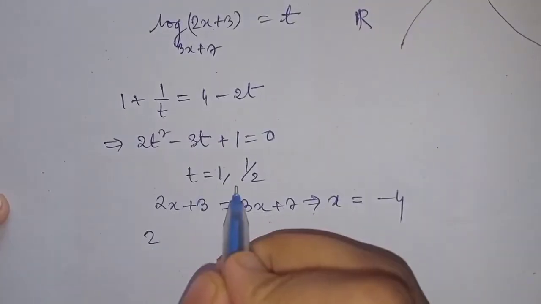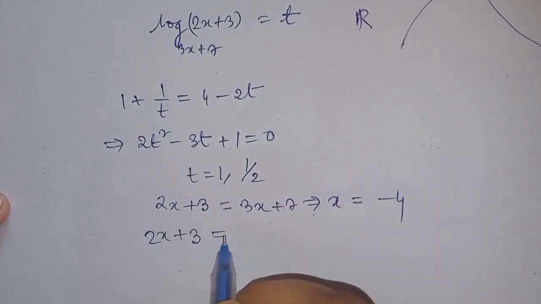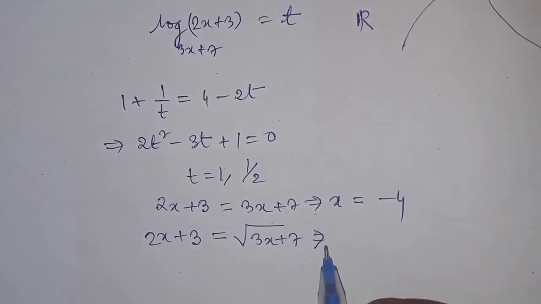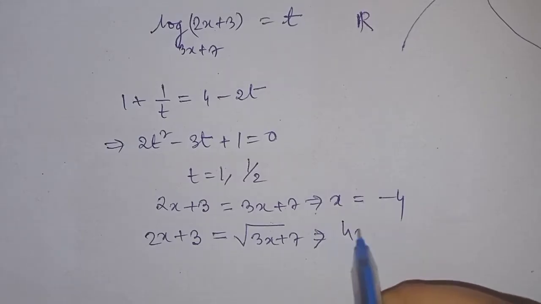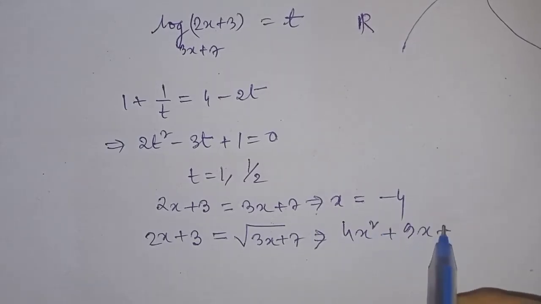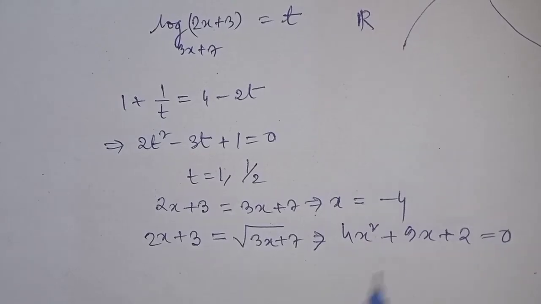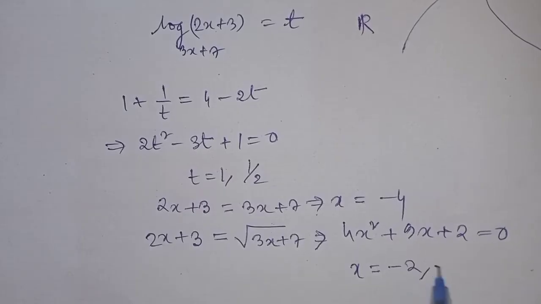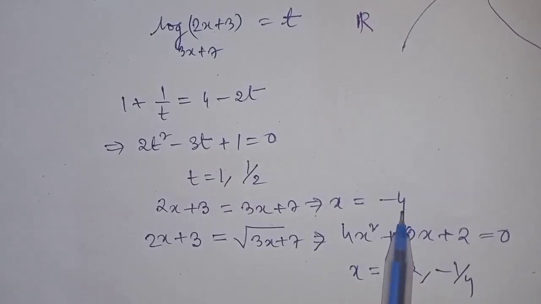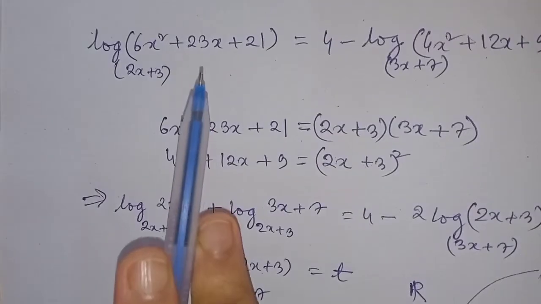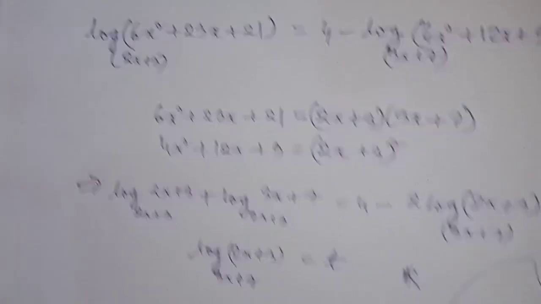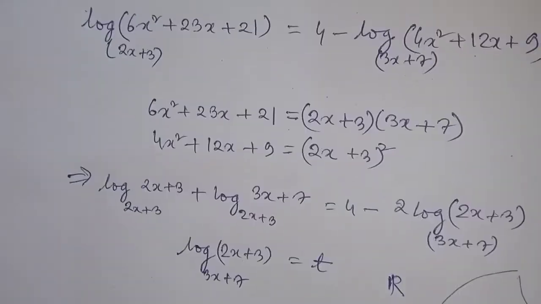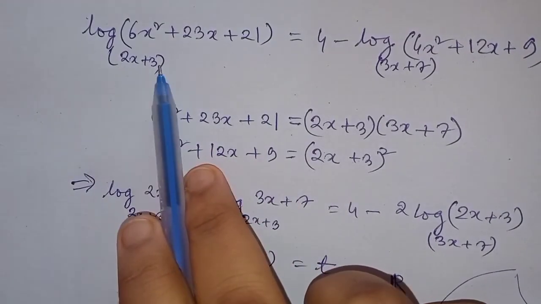And if I substitute t equal to half, 2x plus 3 equal to root over 3x plus 7, which implies I am again getting a quadratic expression, 4x square plus 9x plus 2 equal to 0. And if I solve this, I will get x equal to minus 2 and minus 1 by 4. Now we have to put these values in the original question and check whether the domain is matched or not. See, if I put here minus 4, this term is negative, the base is becoming negative.